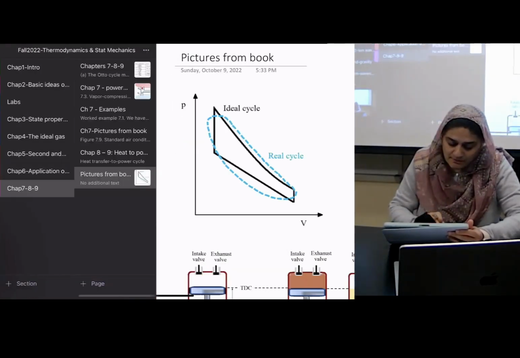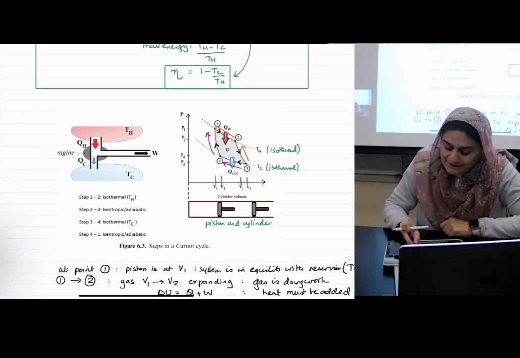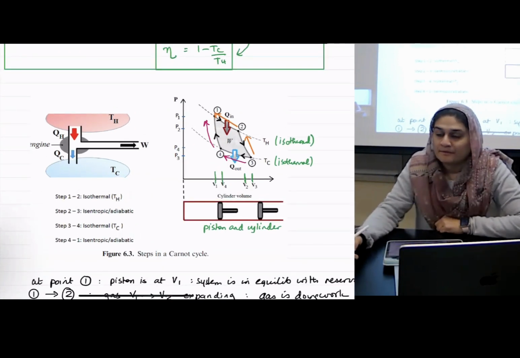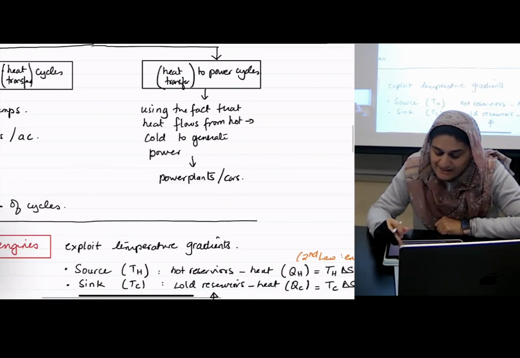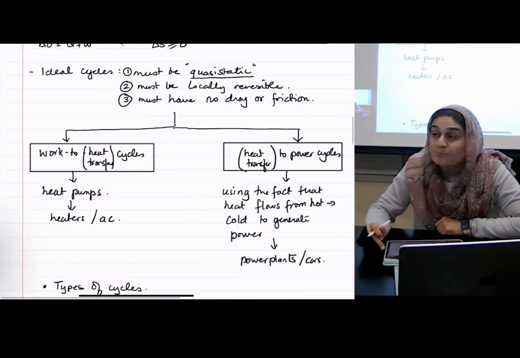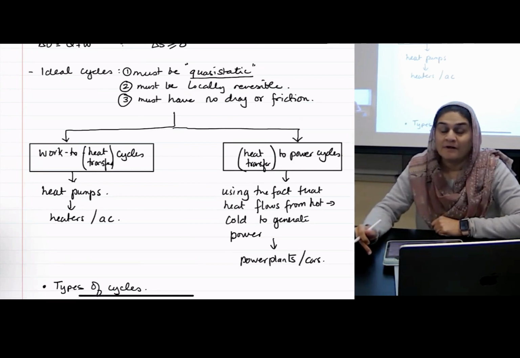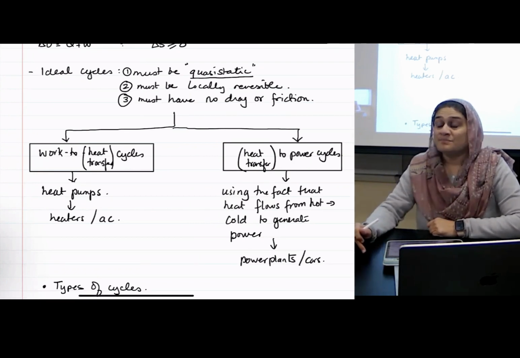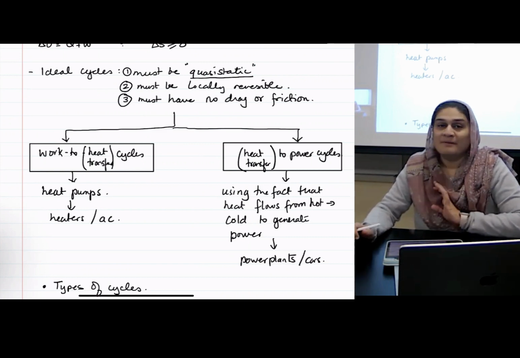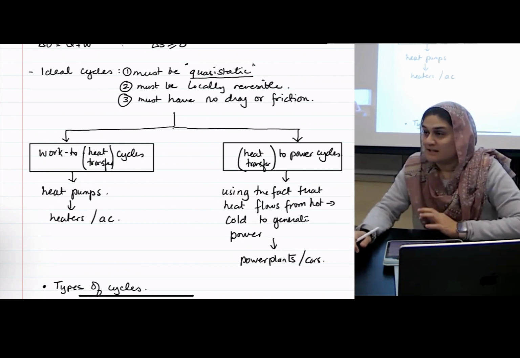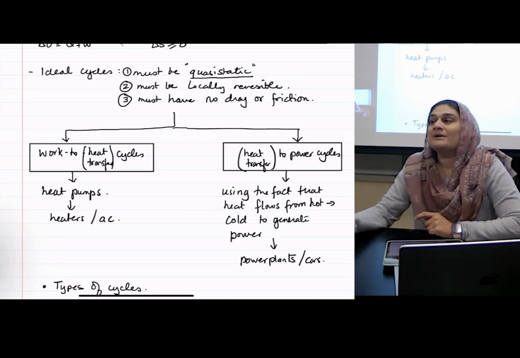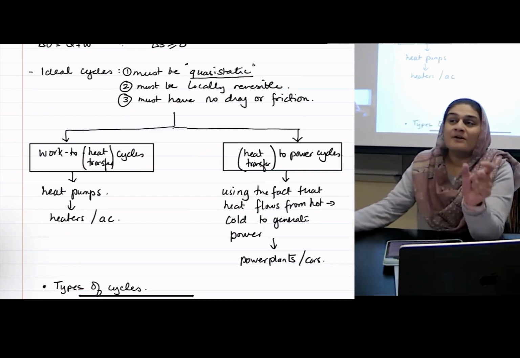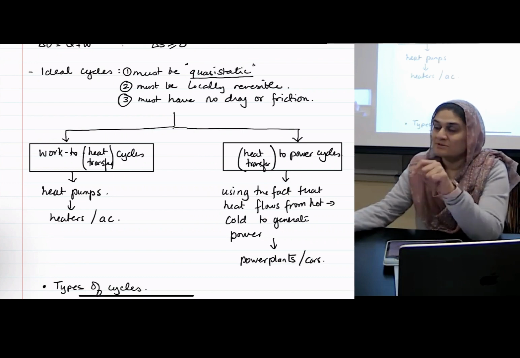I want to go back and talk a little bit about this before we begin. When we started our conversation, I said to you guys that there are two basic kinds of cycles that we know of. They have different names that everybody gives them. I've been thinking about this for a long time, and this is what I've decided to call them: work to heat transfer cycle, or heat transfer to work cycle, or heat transfer to power cycle. It is a very clear way of describing these two cycles, right?